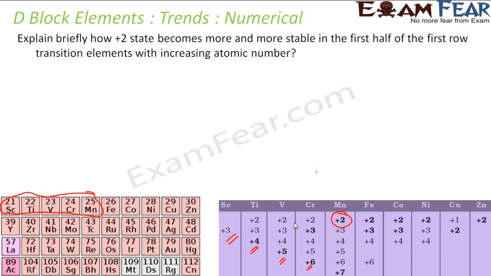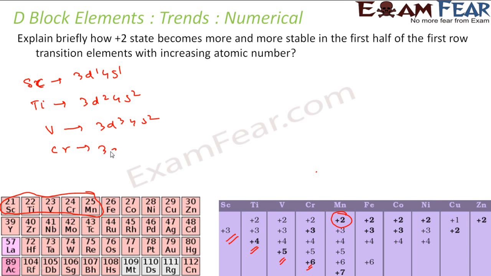Why? If you see the electronic configuration, scandium is what? 3d1, 4s2. Let me write for all. Titanium is 3d2, 4s2. Then we have vanadium, 3d3, 4s2. Then we have chromium, 3d5, 4s1. And then we have manganese, 3d5, 4s2.